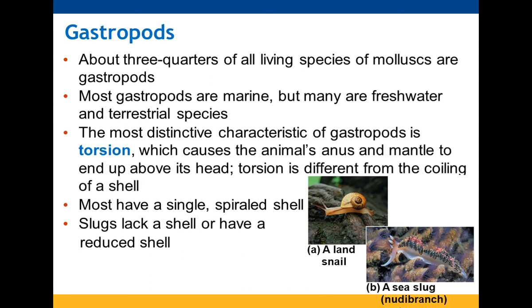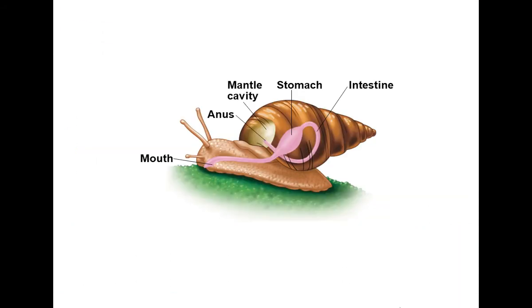Three-quarters of all living species of mollusk are gastropods. Again, they can be found in marine environments, freshwater environments, or land environments. The most distinctive characteristic, and this one's pretty wild, is torsion, which does not mean what we think it does. It causes the animal's anus and mantle to end up above its head. So it's a little bit different than the shell coiling. Most of them have a single spiral shell. Slugs don't have a shell, or if they do, it's very reduced. So that's what we mean by torsion.